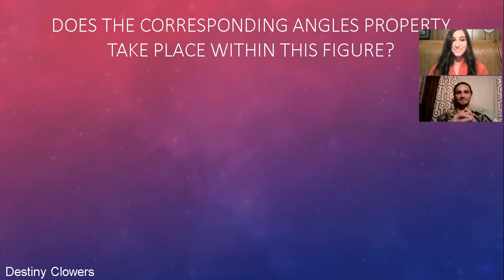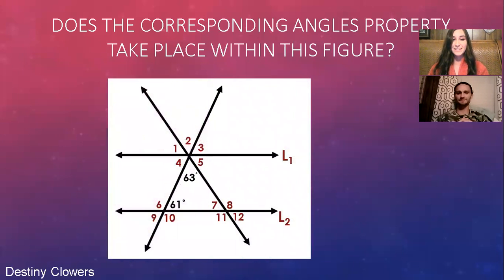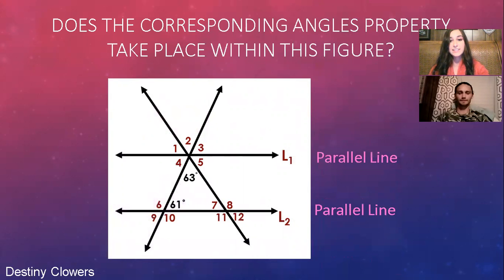All right. Does the corresponding angles property take place within this figure right here? Let's see. In order to answer this question, I think it's important to go over a few of the vocabulary words just so you get an understanding of what is going on in this problem. According to this figure, we have two parallel lines. One is line 1 and the other is line 2. This means that these lines are never going to touch. They're an equal distance apart from each other and they're never going to touch. It'll be like this forever.